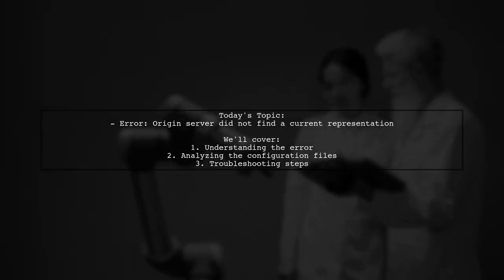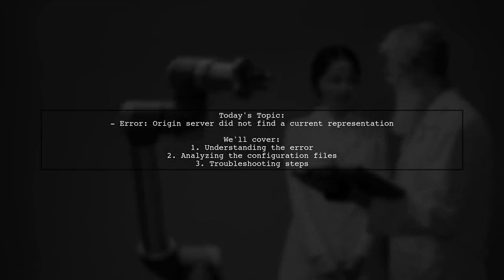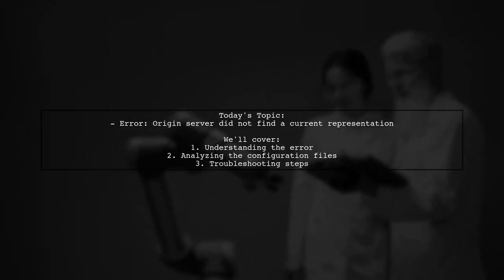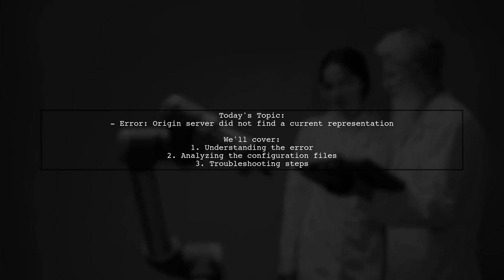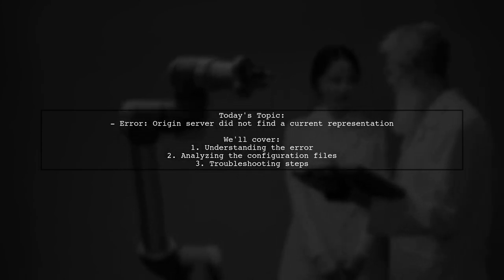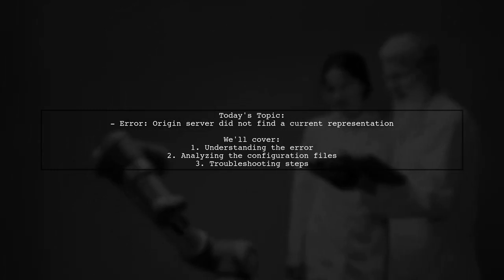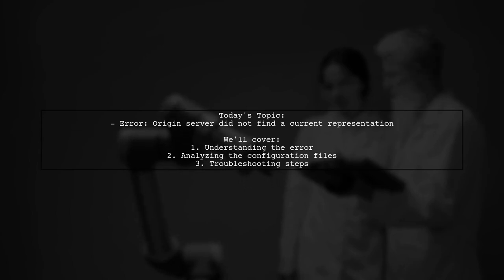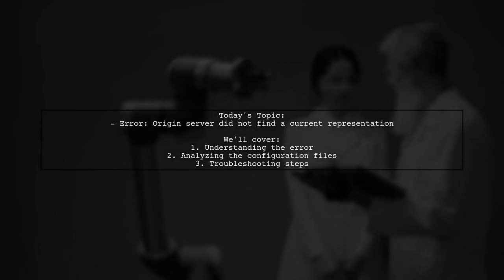Today, we're tackling a perplexing issue that many developers encounter while working with Spring Framework. Our viewer is facing a challenge with the error message: "The origin server did not find a current representation for the target resource, or is not willing to disclose that one exists." Let's dive into the details and uncover the root of this problem.